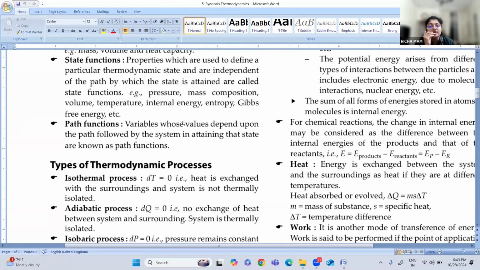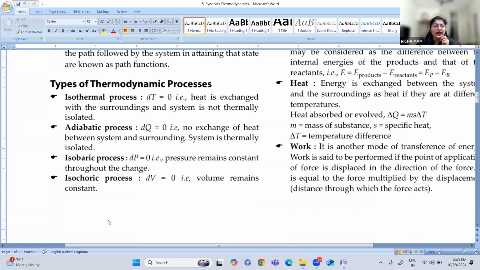Then what are thermodynamic processes? There are different thermodynamic processes like isothermal, adiabatic, isobaric, and isochoric. Now what do you mean by isothermal? Heat is exchanged between the system and the surrounding, and the system is not thermally isolated. So remember the definition of isothermal: heat is exchanged between the system and the surrounding.